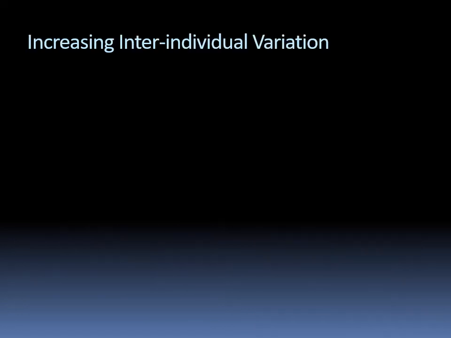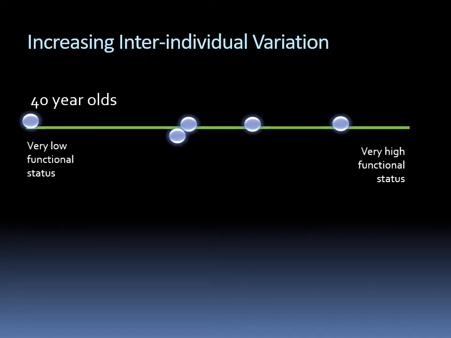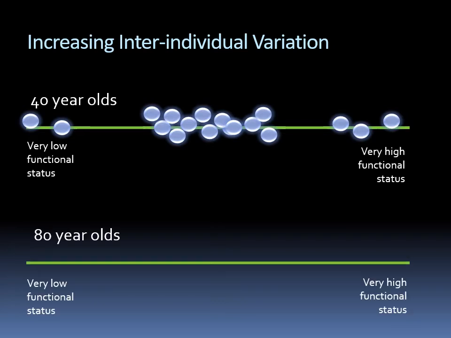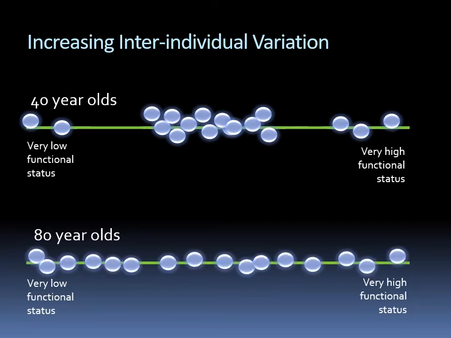What we mean by that is if you took a room and filled it full of 40-year-olds and plotted their functional status on a continuum, most would be clustered around a midpoint with a few extremes on either end. If you did the same with a room full of 80-year-olds, the range would likely be much more spread out, with more people along each end of the spectrum. This is why it's so important when we're doing assessments and making decisions for geriatrics that we are basing it in part on functional status and not just age.